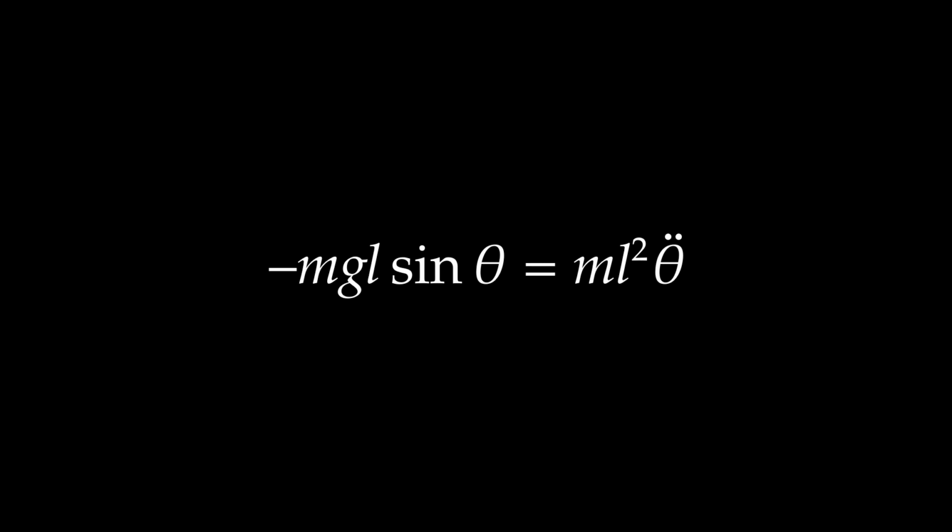So I can cancel the m's on either side of the equation and one of the l's. And now I'm going to do a very traditional sort of harmonic oscillator algebra here. I'm going to add everything over to the other side. So I have L times theta double dot plus g times the sine of theta is equal to 0. And then I'll divide through by L: theta double dot plus g over L sine theta.